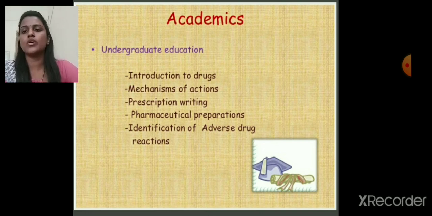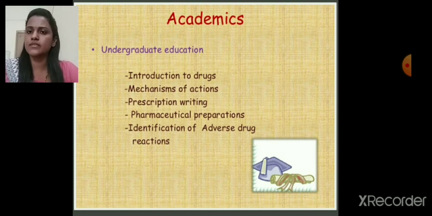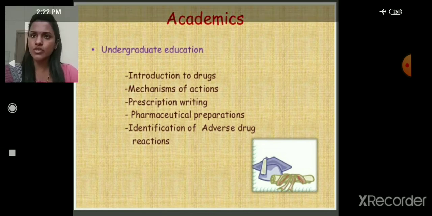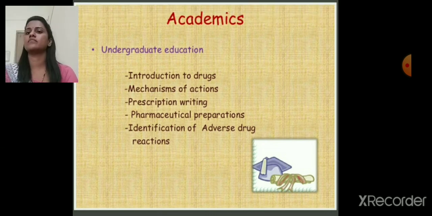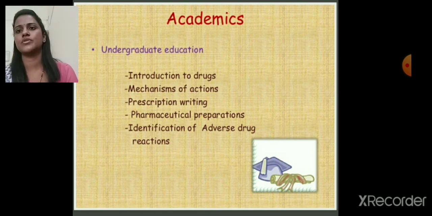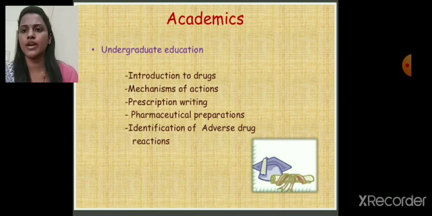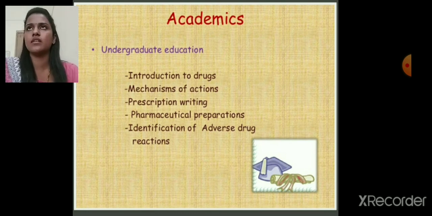Any noxious or unwanted effect which is unknown and found accidentally is called an adverse drug reaction. Such a reaction is monitored during the phase 4 study. So academics consists of introduction to the drug, mechanism of action, prescription writing, pharmaceutical preparation, and identification of adverse drug reaction. So this is the scope in case of academics and research.